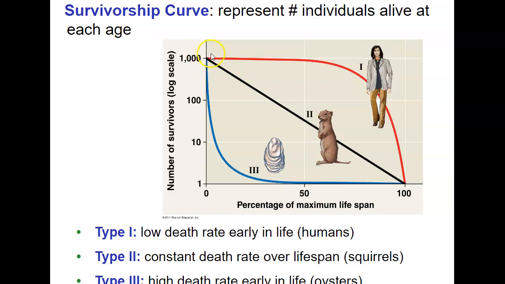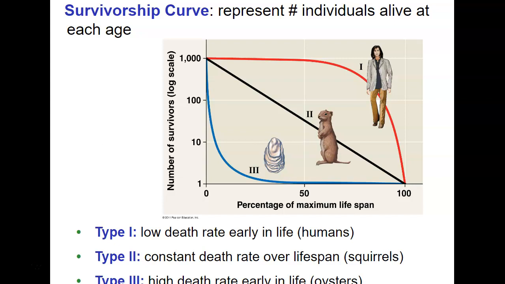Type 2 is basically a constant death rate over time. So some squirrels in this instance die at birth, and some die at every particular age group, at a uniform rate until there are none left. So there's not one specific spot where many of them are alive or many of them die. It's uniform, probably due to predation, resources, things like that.